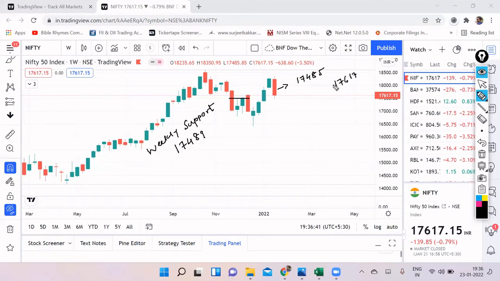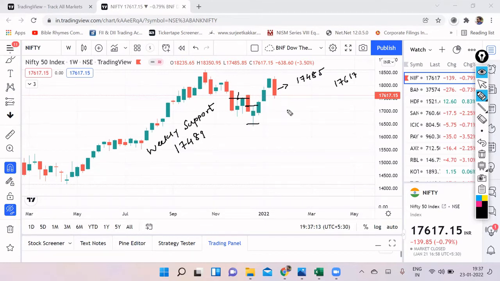So what does that mean? It has taken support at this point and immediately retraced nearly about 120 or 130 points. I hope you understand why this is so important. The doji candle or the indecision candle can help you to find out a support or resistance. And if we have to consider another indecision candle, this is the one.